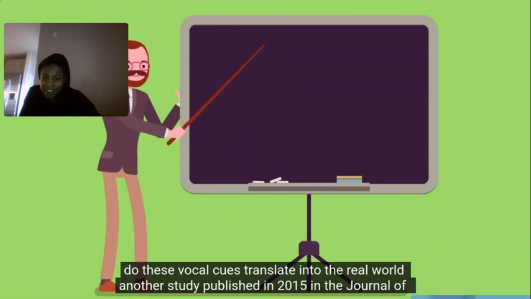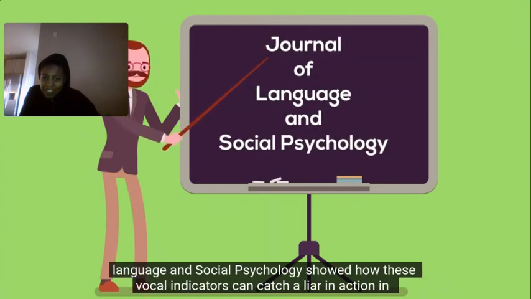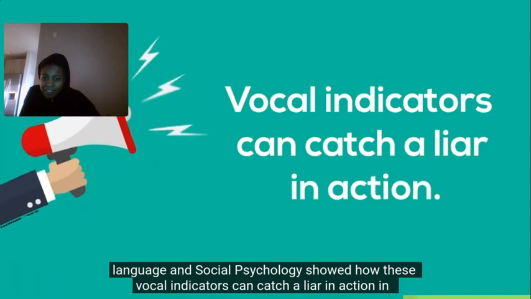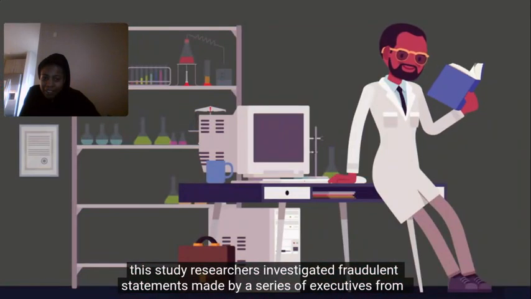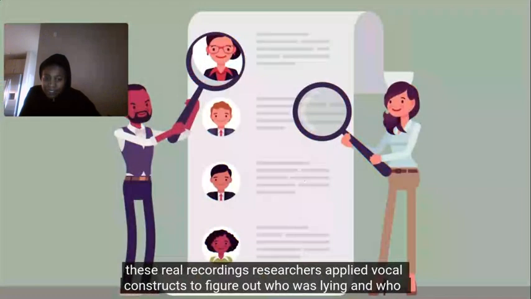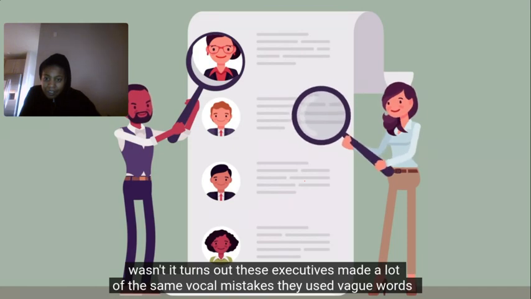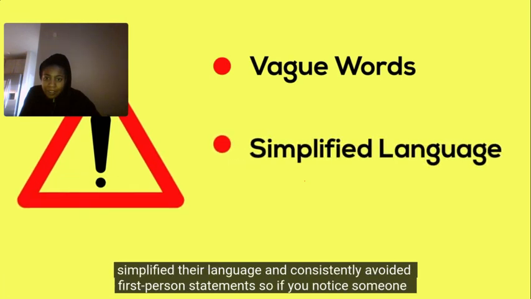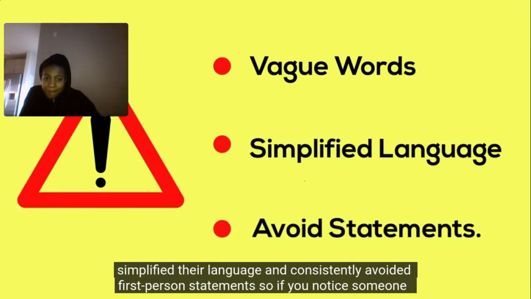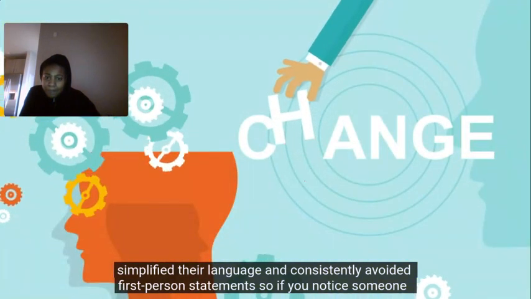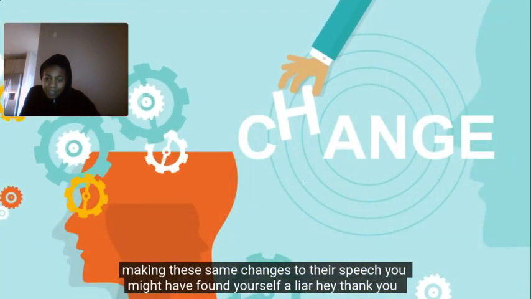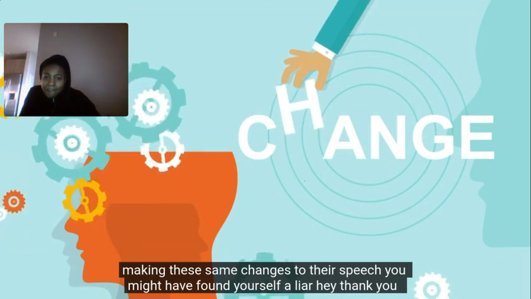But how do these vocal cues translate into the real world? Another study published in 2015 in the Journal of Language and Social Psychology showed how these vocal indicators can catch a liar in action. Researchers investigated fraudulent statements made by a series of executives. From these real recordings, they applied vocal constructs to figure out who was lying and who wasn't. It turns out these executives made a lot of the same vocal mistakes. They used vague words, simplified their language, and consistently avoided first-person statements. So if you notice someone making these same changes to their speech, you might have found yourself a liar.